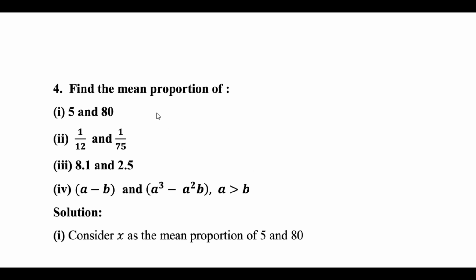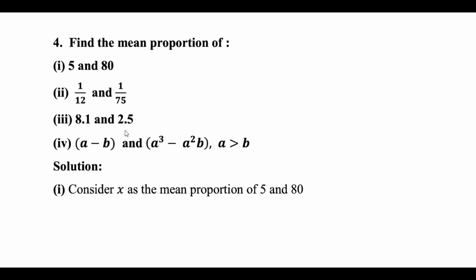Find the mean proportion of four questions given here: 5 and 80, 1 by 12 and 1 by 75, 8.1 and 2.5, a minus b and a cube minus a square b, where a is greater than b. So let's solve them one by one.